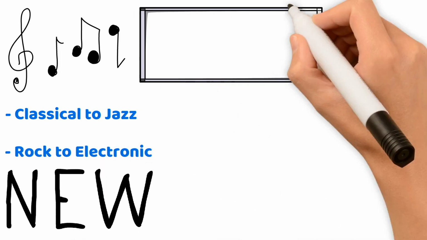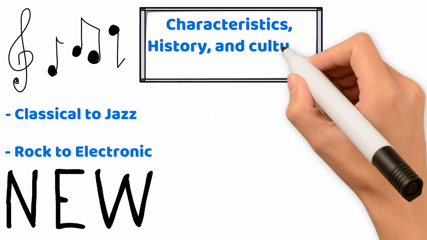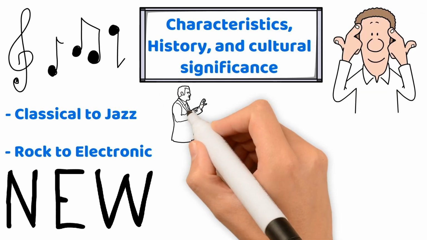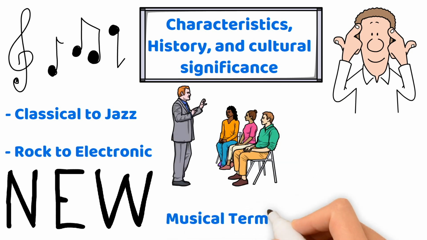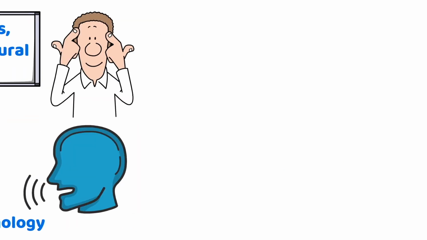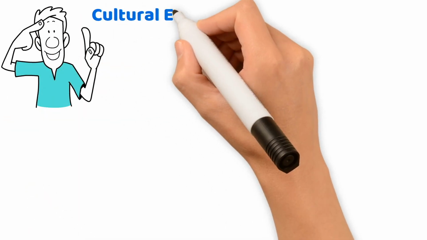Expose students to a wide array of musical styles, from classical to jazz, from rock to electronic. Each week, introduce a new genre. Discuss its characteristics, history, and cultural significance. A solid grasp of music terminology is essential for effective communication in the classroom. Use musical terminology in discussions to build students' vocabulary. Keep in mind that music also serves as a bridge for cultural exchange.